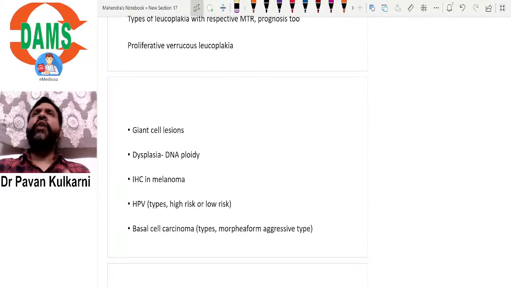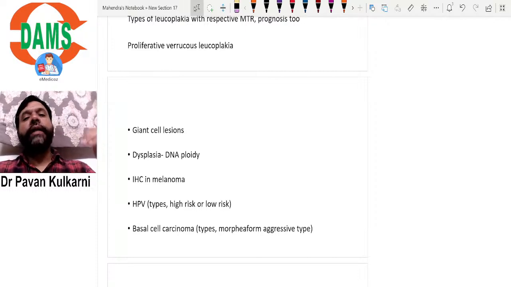Here we are expected to know the difference between giant cell tumor and giant cell granuloma. Giant cell tumor is a neoplasm, whereas giant cell granuloma is a reactive lesion. So obviously, as giant cell tumor is a neoplastic lesion, it will have neoplastic cells histologically in the stroma, whereas giant cell granuloma will not have any such neoplastic cells.